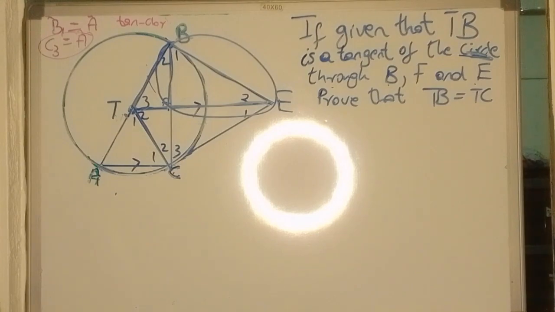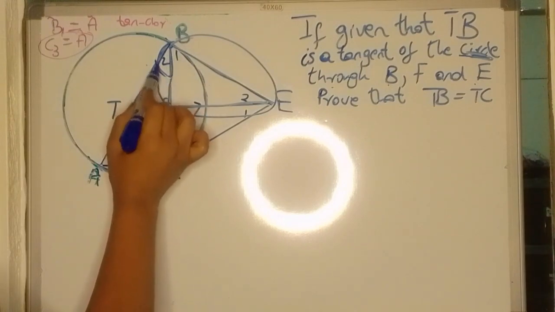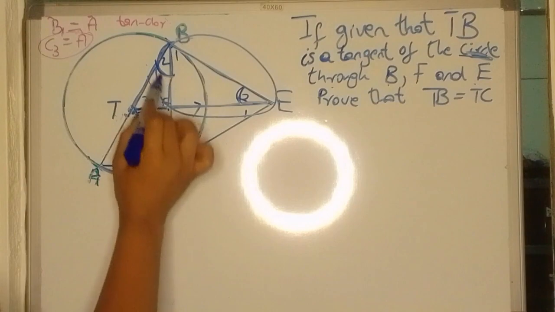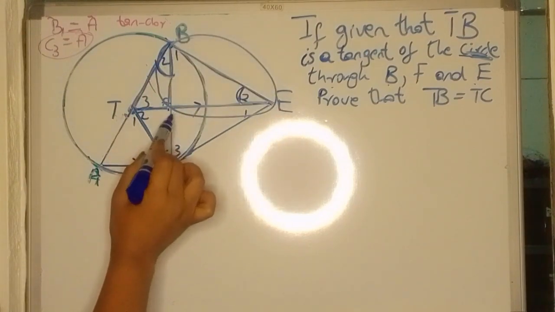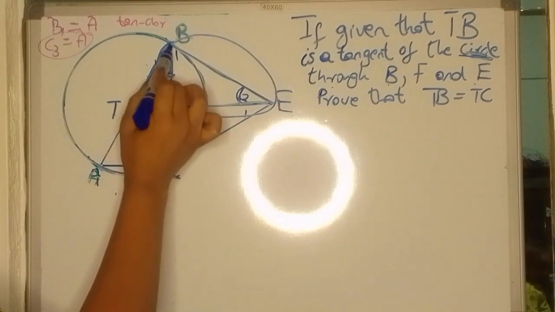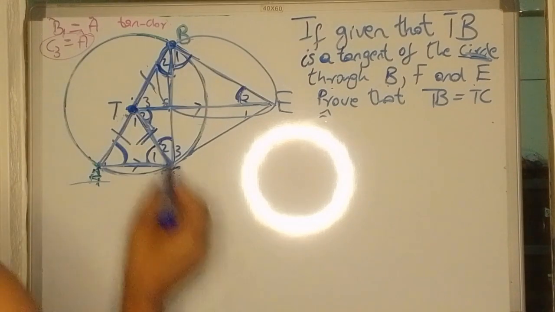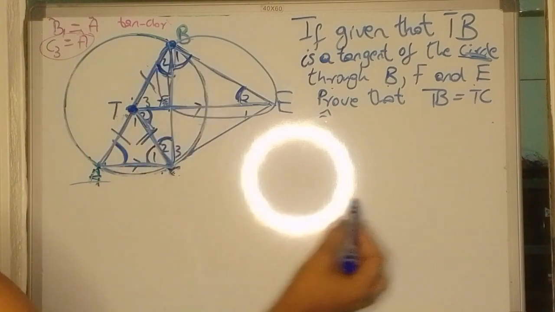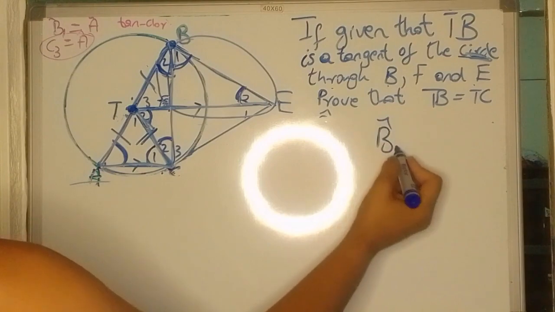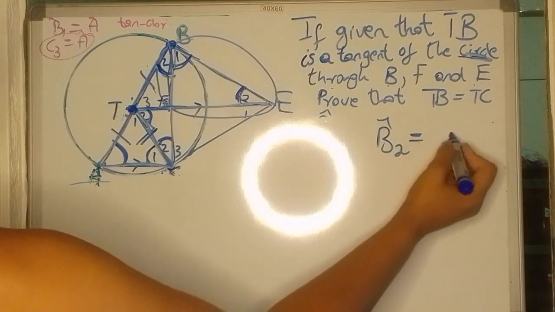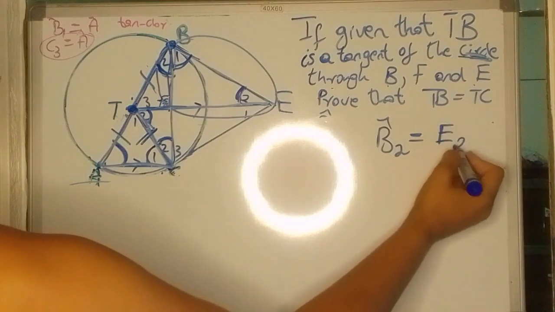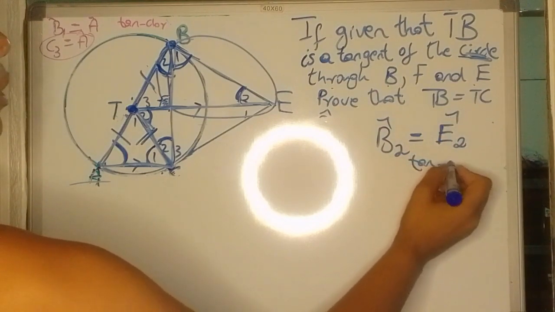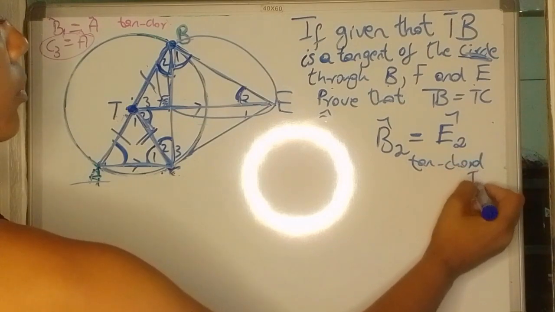So, what do we know? Based on that alone, we know that B2 will be equal to E2. On that small circle that we just drew, B2 is an angle between chord BF and tangent BT. So the angle that is opposite the chord BF is then equal to B2. Therefore, angle B2 is equal to angle E2, our tangent chord theorem.